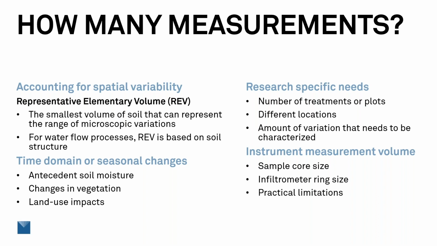Changes in vegetation are also going to have an impact over time. Are we going to have decaying root channels, or will we have a big mass of roots in the soil during a time? These can all have an impact on the soil hydraulic properties. And then of course, land use impacts. And I think the biggest piece that comes to mind for me in terms of seasonality is from time of tillage.